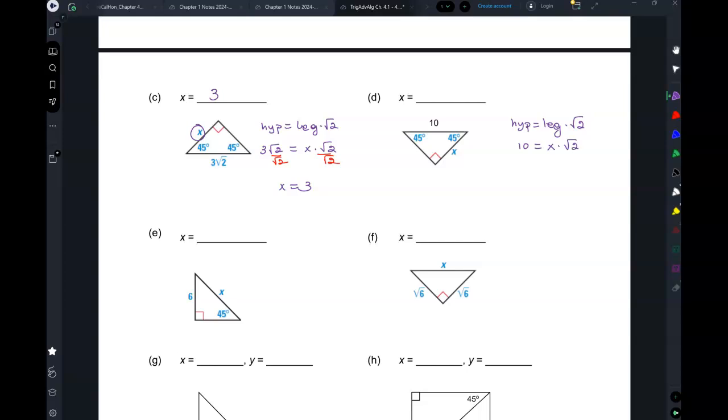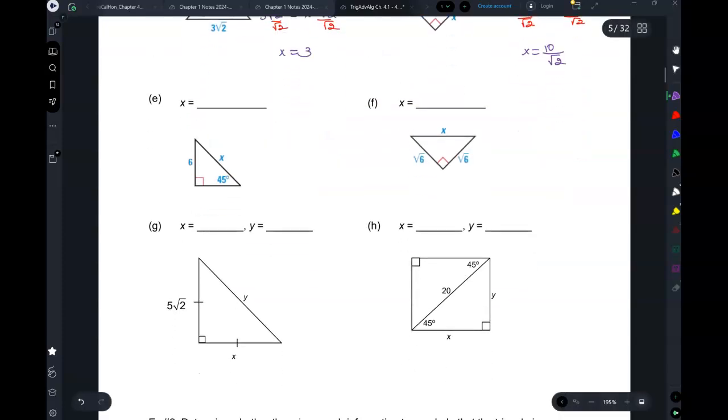Times root 2. So how much is x? Is it 5 root 2? Okay. So x is 10 over root 2. You can totally leave it like that. Remember what we said: you can leave it like that as long as the root is simplified, like as long as it's not root 18 or root 24. Now, if you want to simplify or rationalize, then it would be 5 root 2, but you don't have to go that far. However, both will be counted as correct.